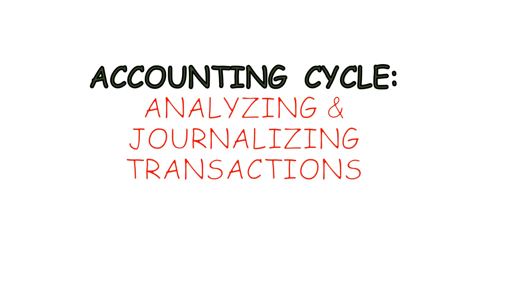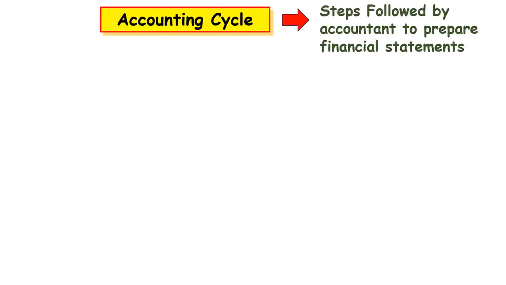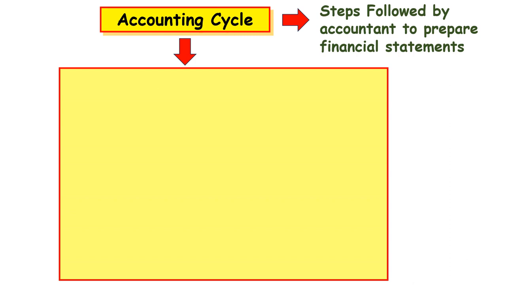In this video, we will start talking about the accounting cycle and we will discuss the first step in the accounting cycle, analyzing and journalizing transactions. So what's an accounting cycle? An accounting cycle is steps that are followed by accountants to prepare financial statements. There are 8 steps in this cycle.